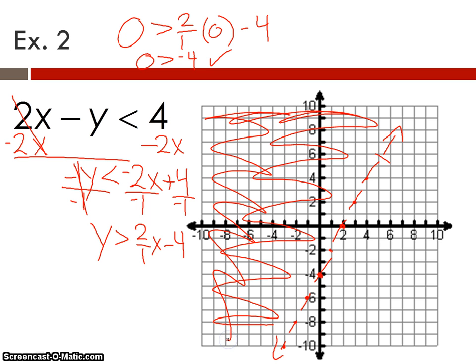And so what's asked is the point (-4, 5), which is right here. Is that point a solution? Then the answer would be yes.